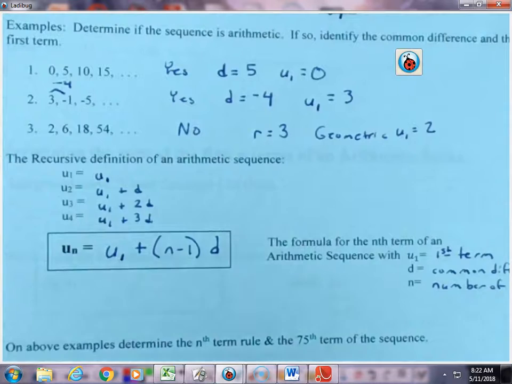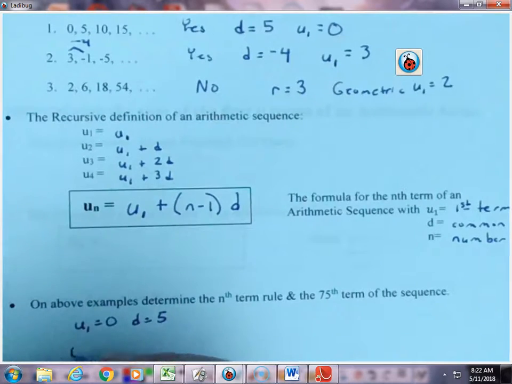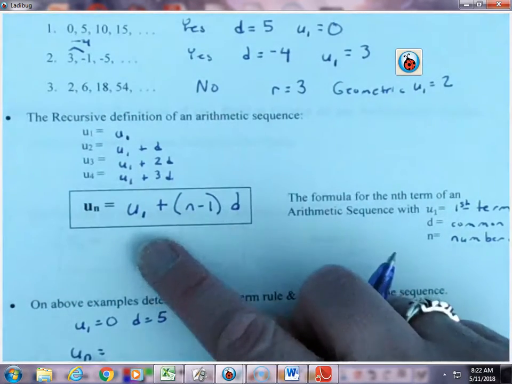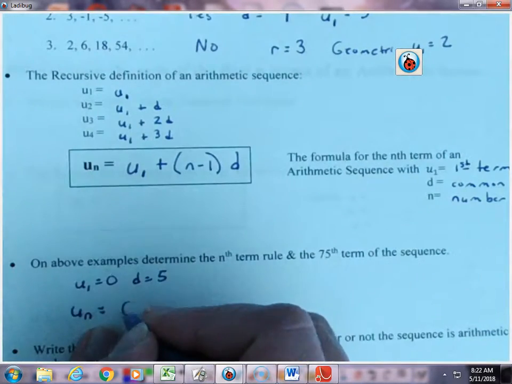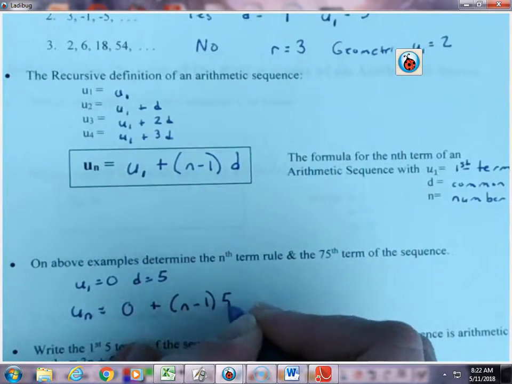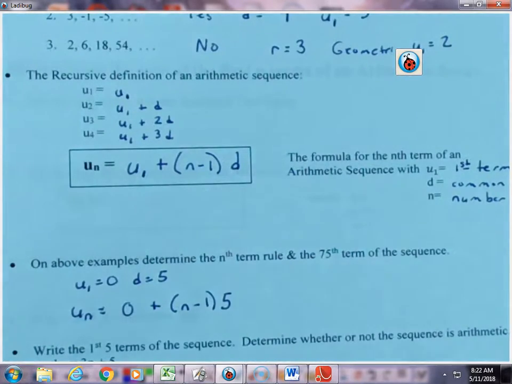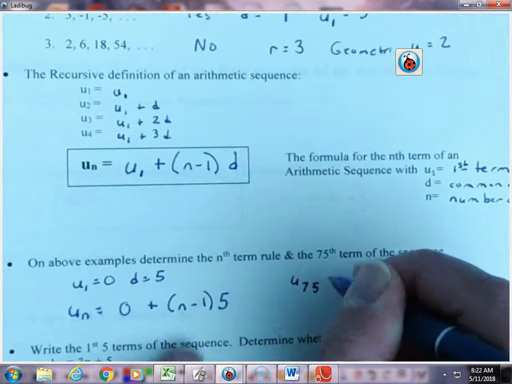Okay, so number 1, we know that u sub 1 is 0 and d is 5. So to find the formula, you just substitute into here. U sub 1 is 0, and then plus n minus 1 times 5. And that's your formula. You can leave it like that. You can call it 5n minus 5. Whatever you want. And then just to find the 75th term, what would you do?